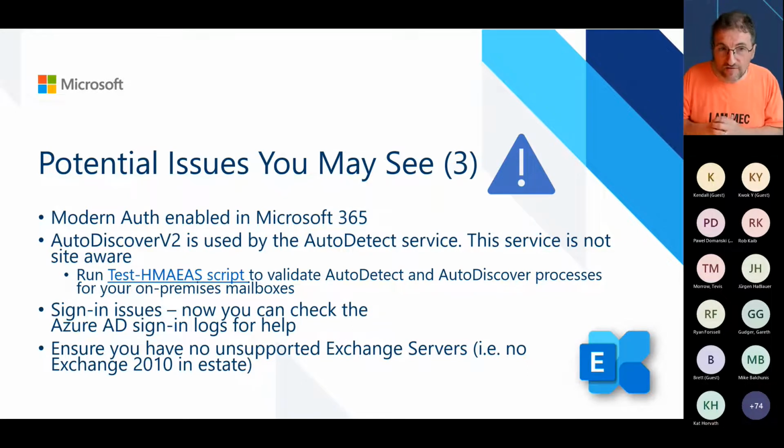A service called Auto-Discover v2 is used by the Auto-Detect service. That service is not site aware. That can be a problem because it can give URLs that aren't necessarily site accurate for Exchange. Okay. Auto-Discover, probably all familiar with Auto-Discover, how do I find my mailbox? That's Auto-Discover v1. Auto-Discover v2 is the service that Teams uses, for example, to find your mailbox. Auto-Discover v2 is used by the Auto-Detect service.